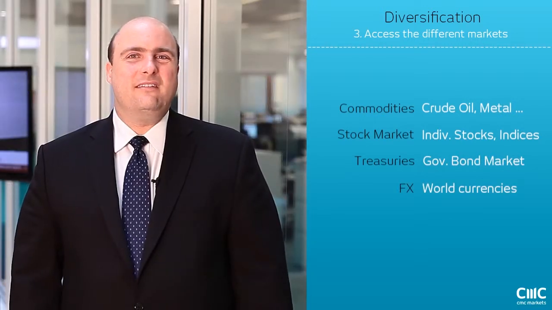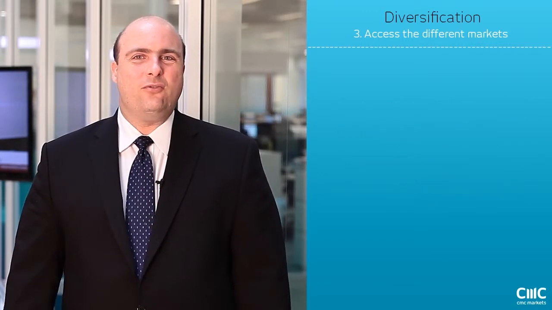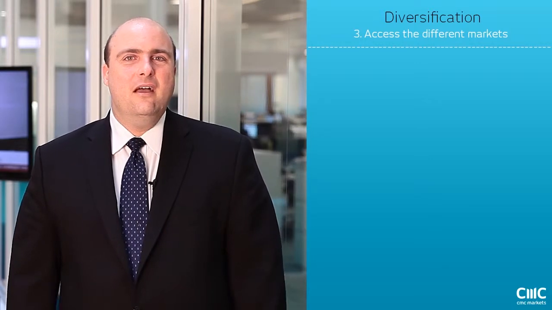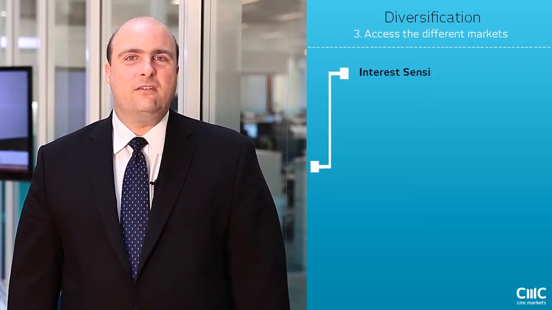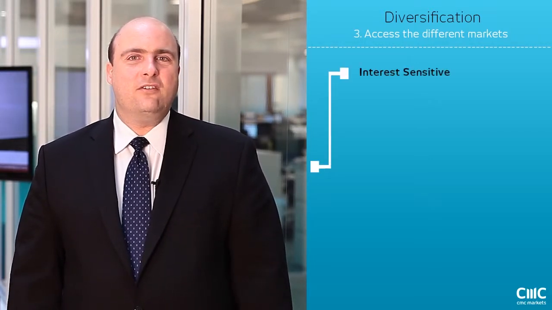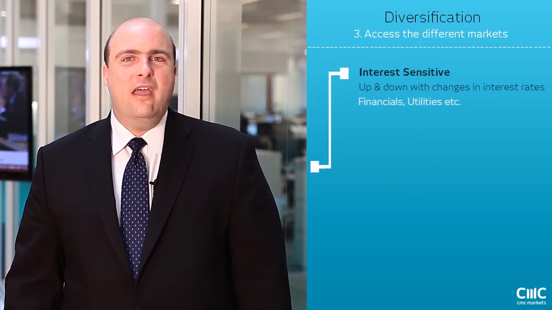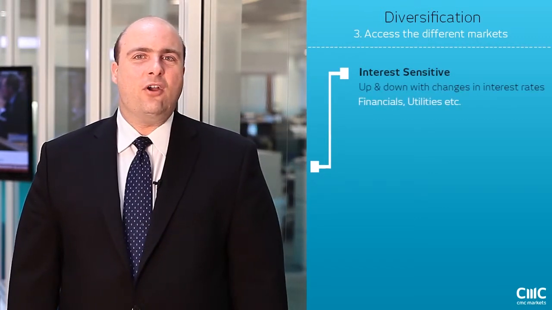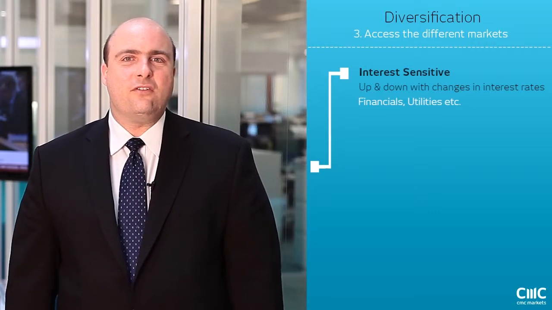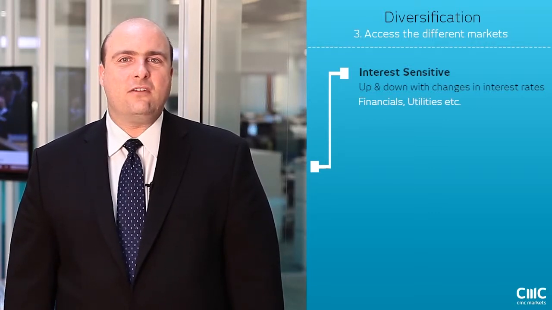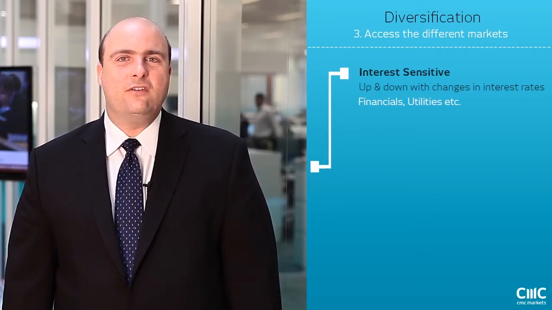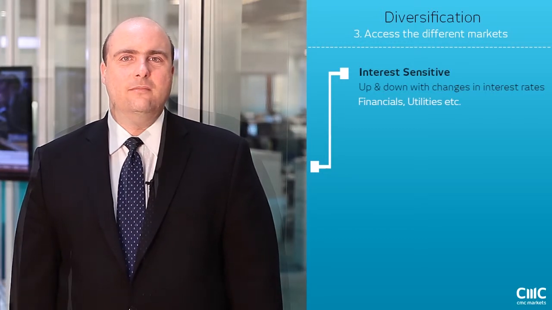Markets can be divided essentially into four major groups, which respond similarly to different trends. The first group is the interest-sensitive group. These are areas that tend to go up when interest rates are going down and tend to go down when interest rates are going up. They include financial services stocks, utility stocks, telecommunications stocks, plus bonds and treasuries.